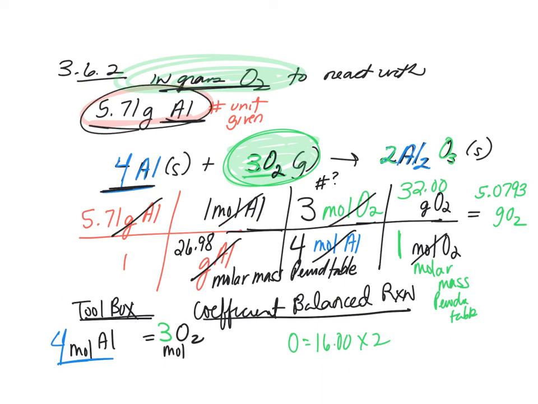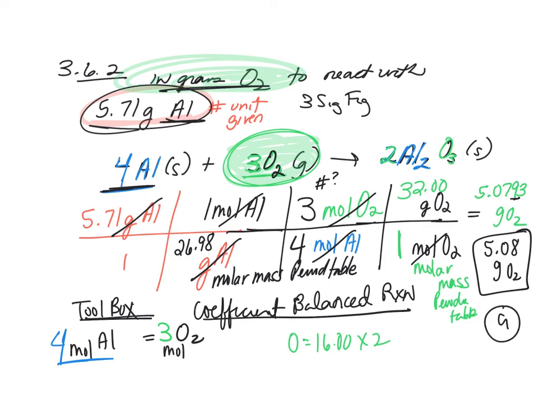Now we need only 3 significant figures. So we're going to change this to 5.08, because this will round to 5.08 grams of oxygen. And now I'm going to look to see, do I see 5.08? And I do. The answer is A. Okay, so you can check your problems there.